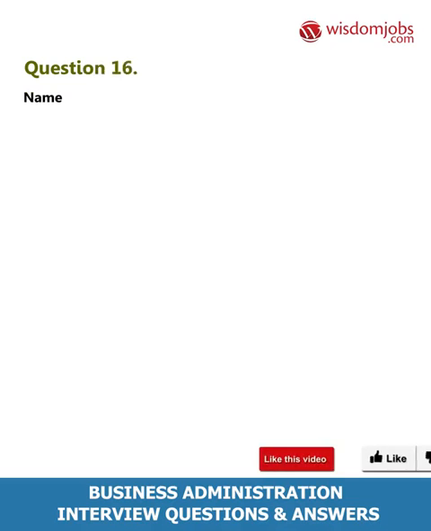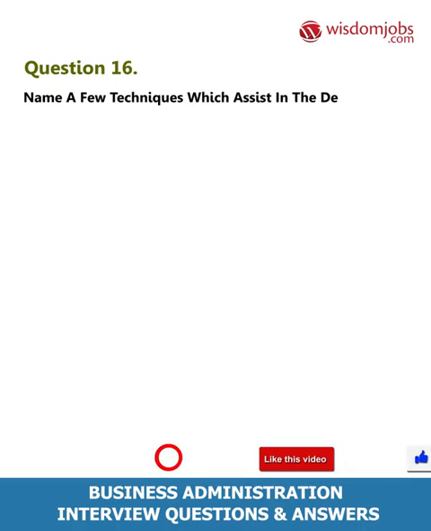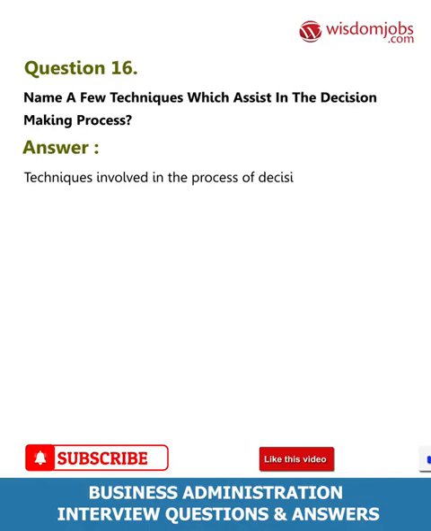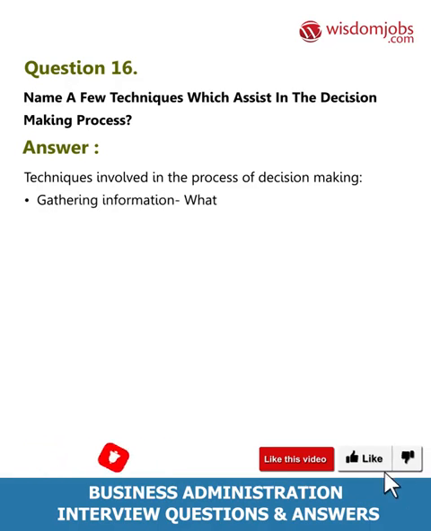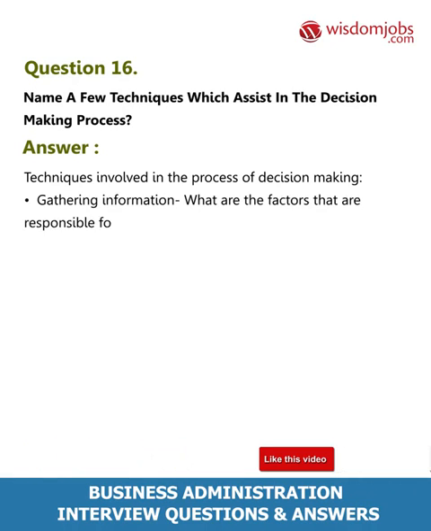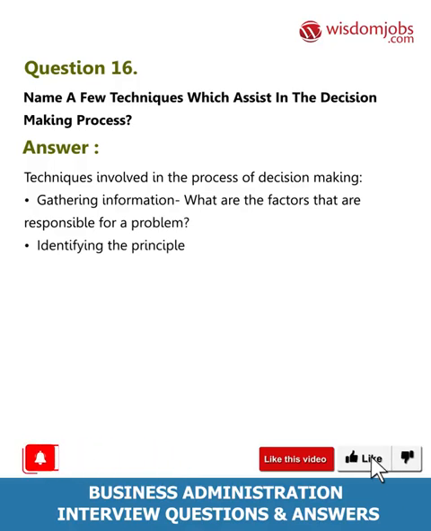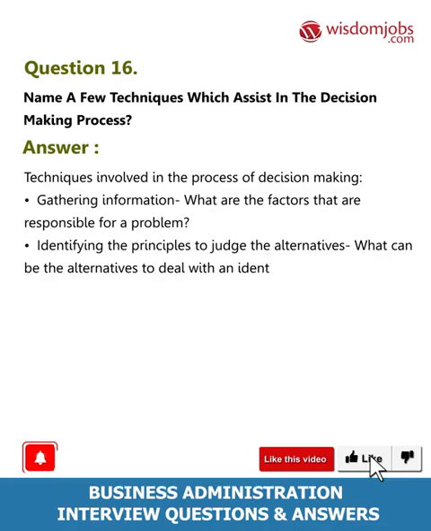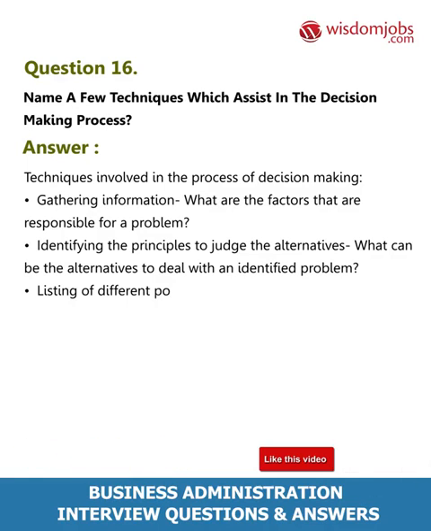Question 16. Name a few techniques which assist in the decision-making process. Answer. Techniques involved in the process of decision-making. Gathering information. What are the factors that are responsible for a problem? Identifying the principles to judge the alternatives. What can be the alternatives to deal with an identified problem? Listing of different possible solutions.